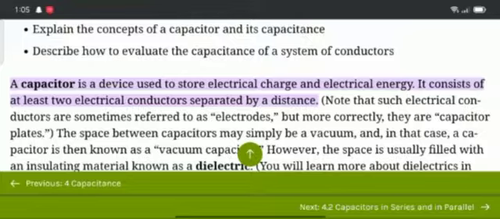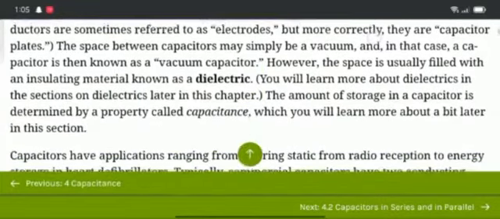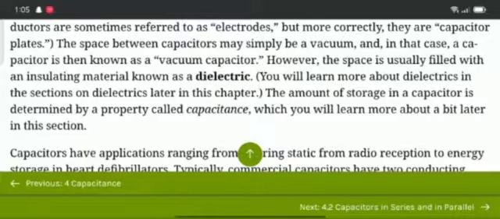The space between the plates may simply be a vacuum, and in that case, the capacitor is known as a vacuum capacitor. However, the space is usually filled with an insulating material known as a dielectric. You will learn more about dielectrics in the sections on dielectrics later in this chapter.